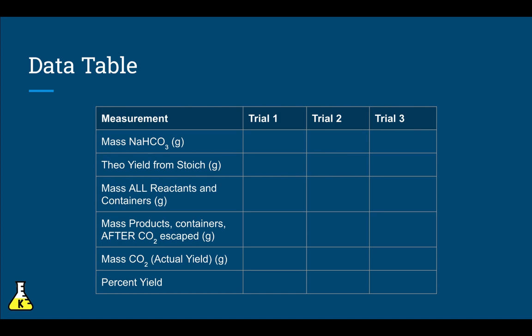You and your two other partners are going to be recording one trial each. I'll be recording the data that I have done in my experiment in trial number one, and your partners will record them in trial two and trial three to ultimately produce three trials for your experiment. If you recall from our previous step, we were able to get 7.1 grams of the sodium bicarbonate measured and ready to go for our reaction. We'll write that number into our space and move on to next steps.